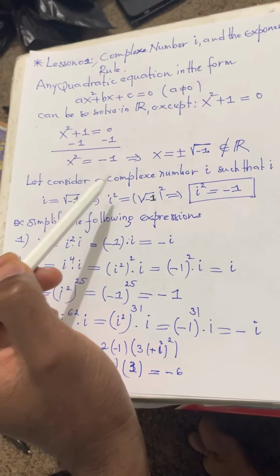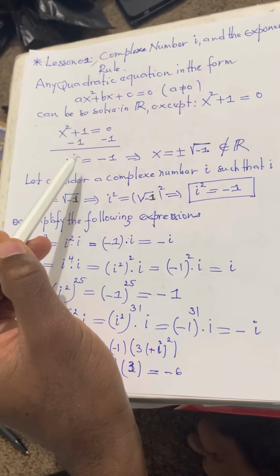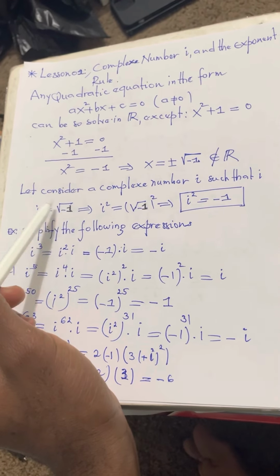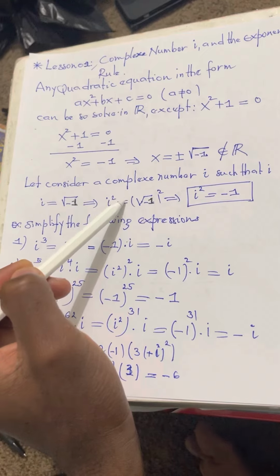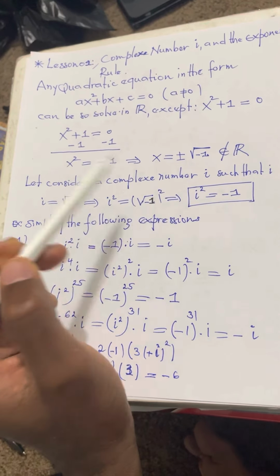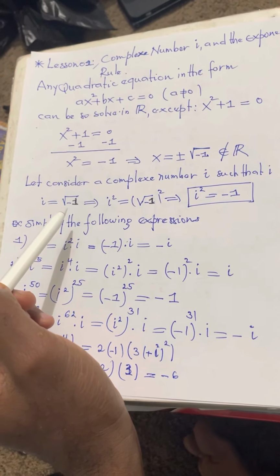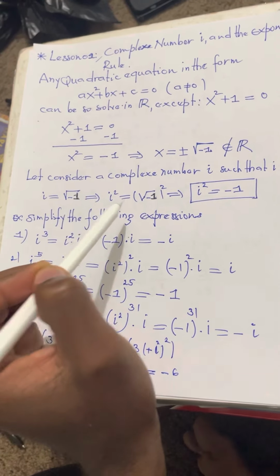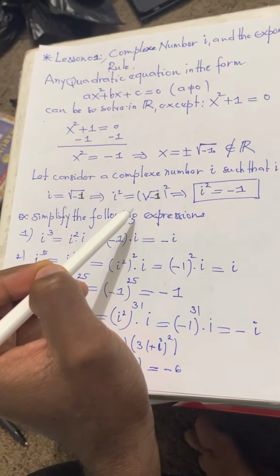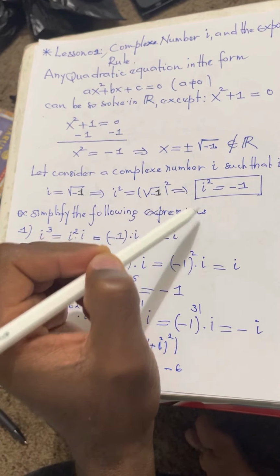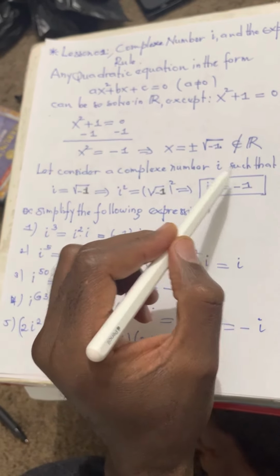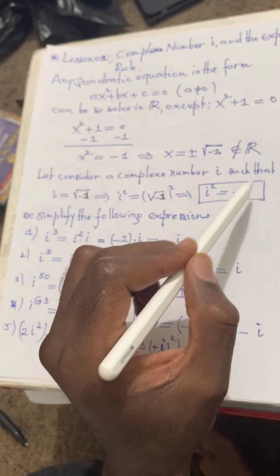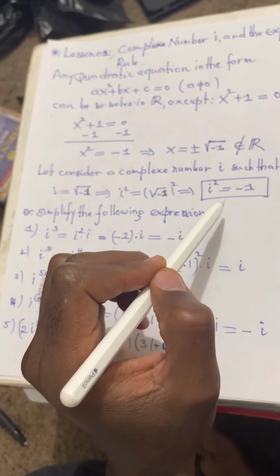So now we have to find another way to solve this equation. Let's consider a complex number i, such that i equals the radical of minus 1. If I take the square on both sides, I'm going to have i squared equal to minus 1. This little formula is very, very powerful in the complex world.